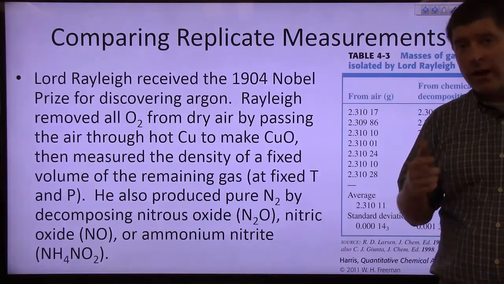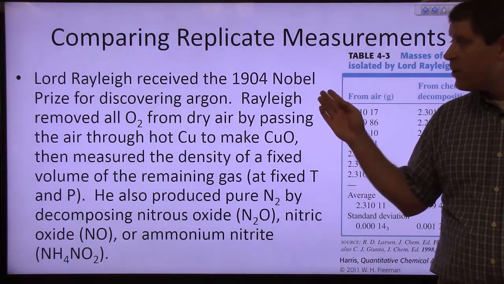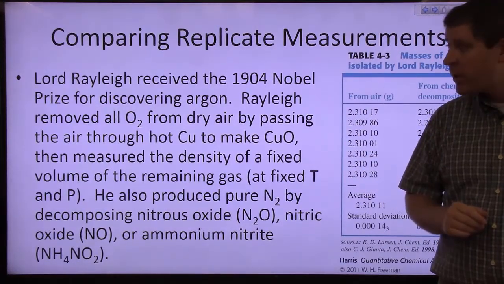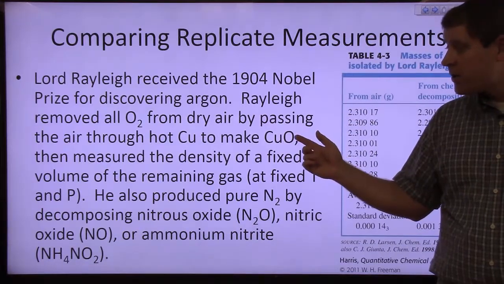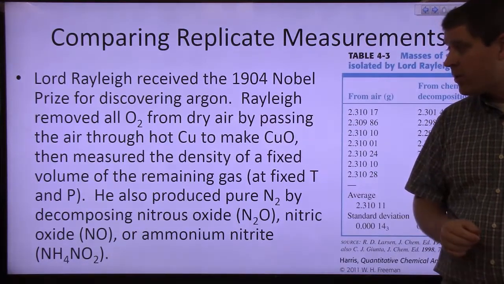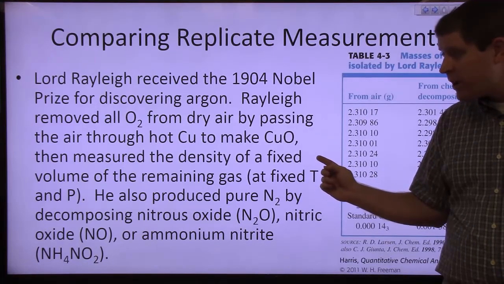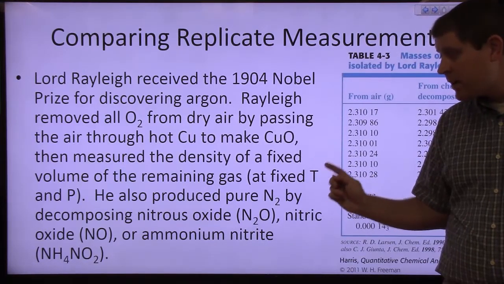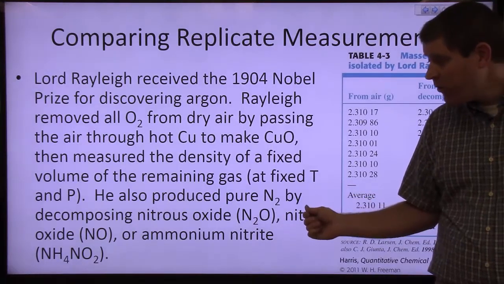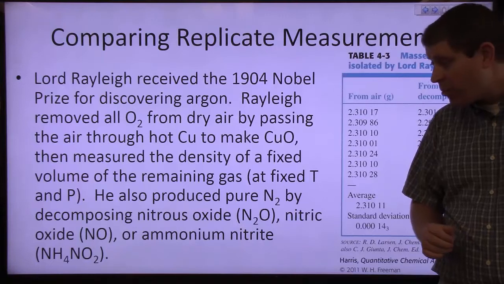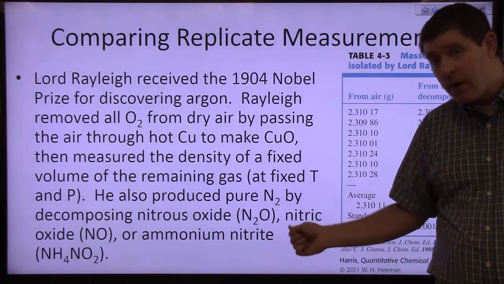Now let's look at that second example of comparing replicate measurements. Lord Rayleigh received the 1904 Nobel Prize for discovering argon. Rayleigh removed all of the oxygen from dry air by passing the air through hot copper to make copper oxide, and then measured the density of a fixed volume of the remaining gas, now at fixed temperature and pressure. He also produced pure nitrogen by decomposing nitrous oxide, nitric oxide, or ammonium nitrite.